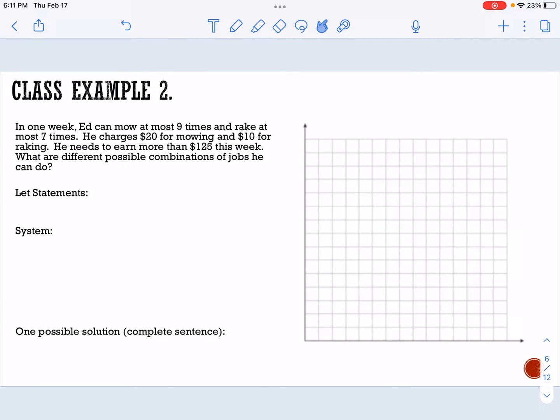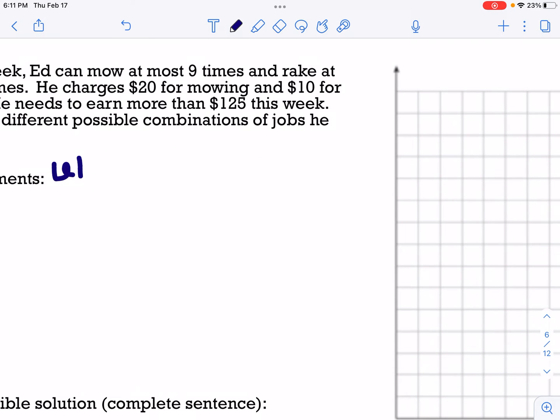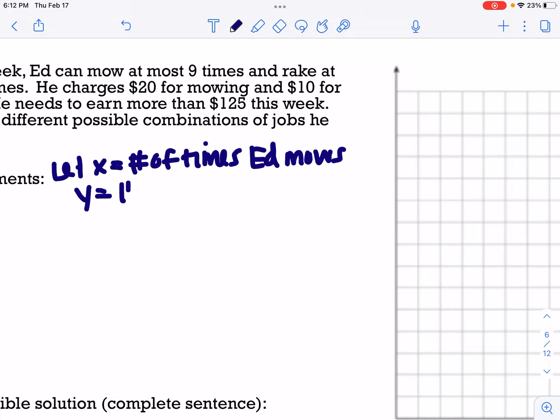Once again, we're going to start this problem by identifying what is the information that's missing. We have 2 unknown values: the number of times Ed mows and the number of times Ed's going to rake. So I'm going to start by creating my let statements. I'm going to let x equal the number of times Ed's going to mow, and we're going to let y equal the number of times Ed rakes.